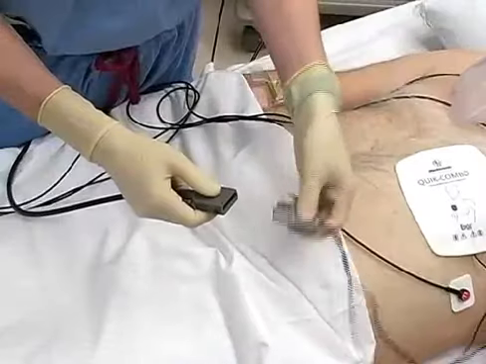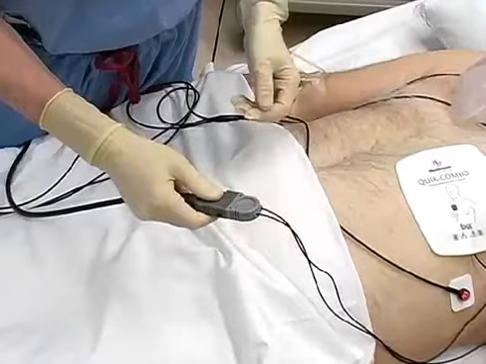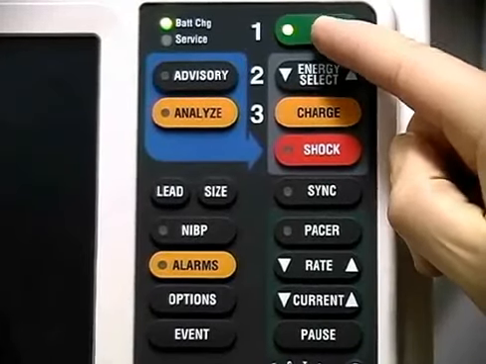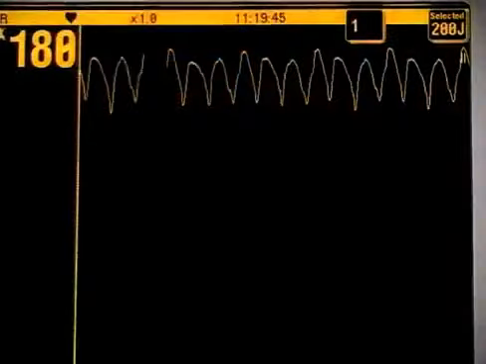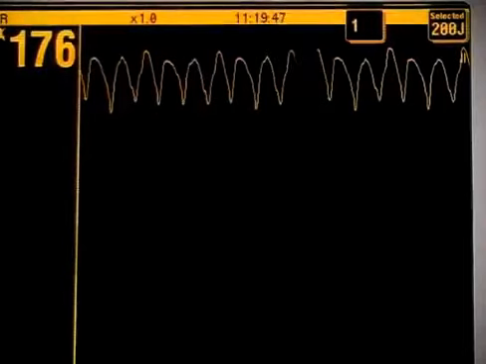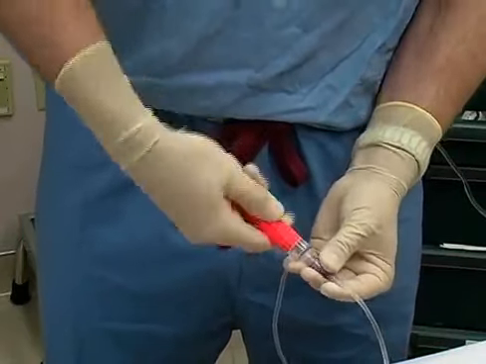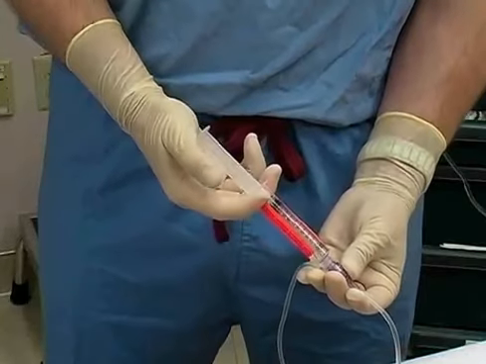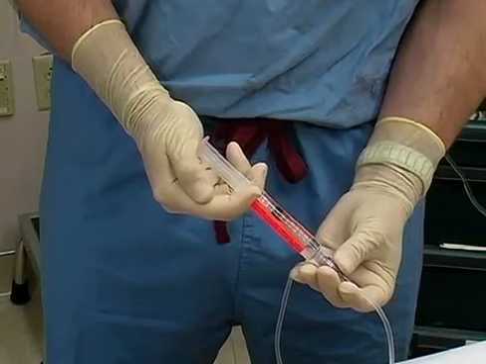Attach the cables from the defibrillation pads to the monitor cable. Turn on the monitor and confirm the presence of a tachydysrhythmia. Kardiyoversiyon is a painful procedure, and if the clinical situation allows, consider the use of procedural sedation prior to delivering the countershock.